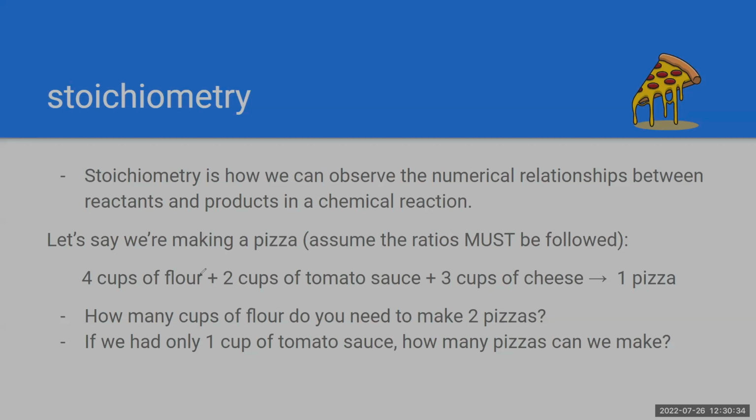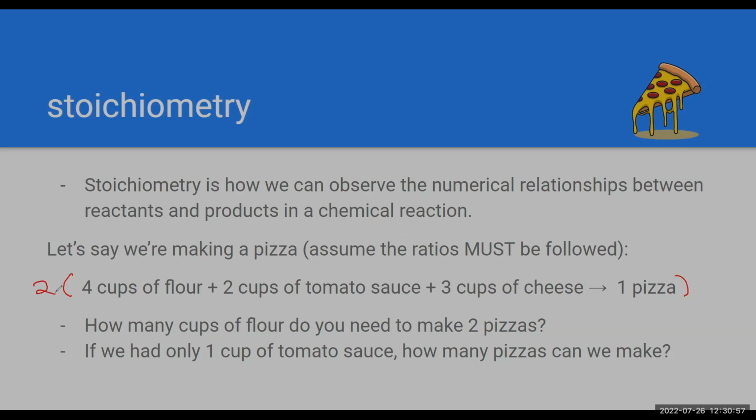So what I'm trying to say here is no matter what you do, you have to follow this recipe. If you don't, then you can't make that pizza. So for example, if I were to say, how many cups of flour do you need to make 2 pizzas? Well, basically you can just double all these. So if you were to double that entire supposed reaction or recipe, then we'll get 2 times 4. So that would require 8 cups of flour.